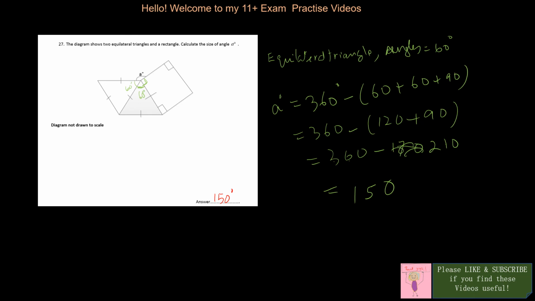How correct is that? It is correct, isn't it? 360 minus (60 plus 60 plus 90), 120 plus 90 is 210, and 360 minus 210 is 150. Yeah, that's right. Next one.